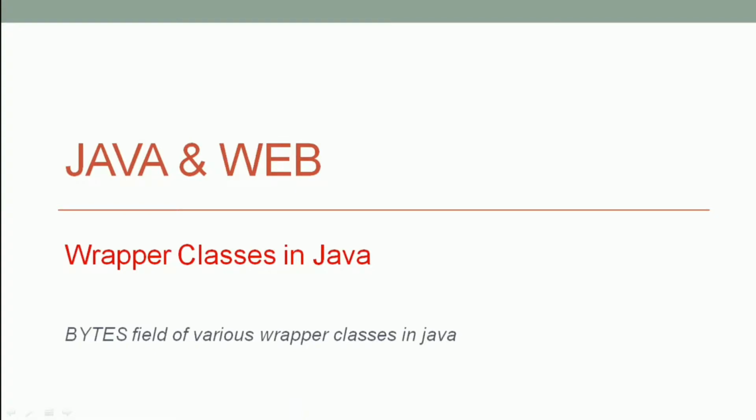Except the class Boolean, all the wrapper classes have a field named BYTES, which stores the number of bytes used to represent a given data type. Namaste everyone, I am Gyan and you are watching session 19 of Java and Web, wrapper classes in Java.